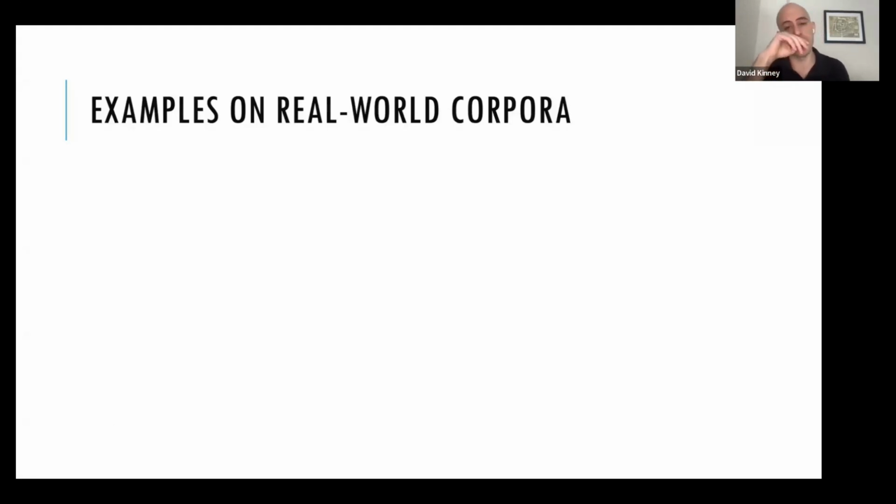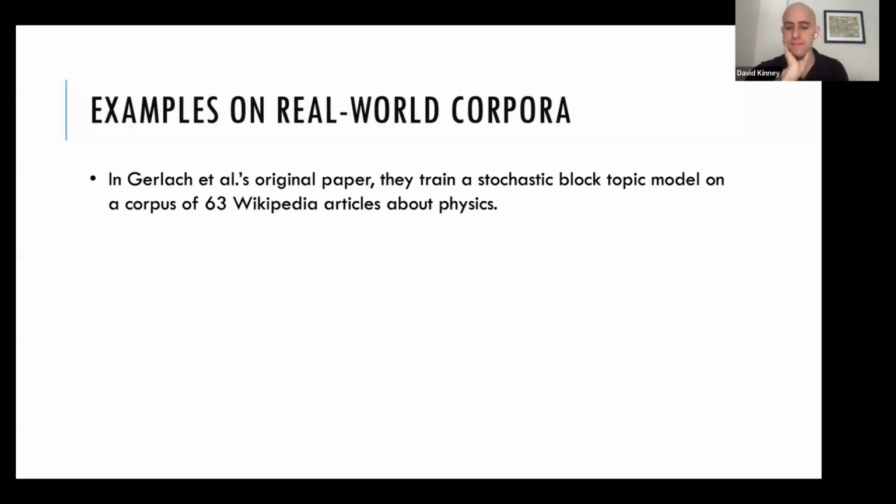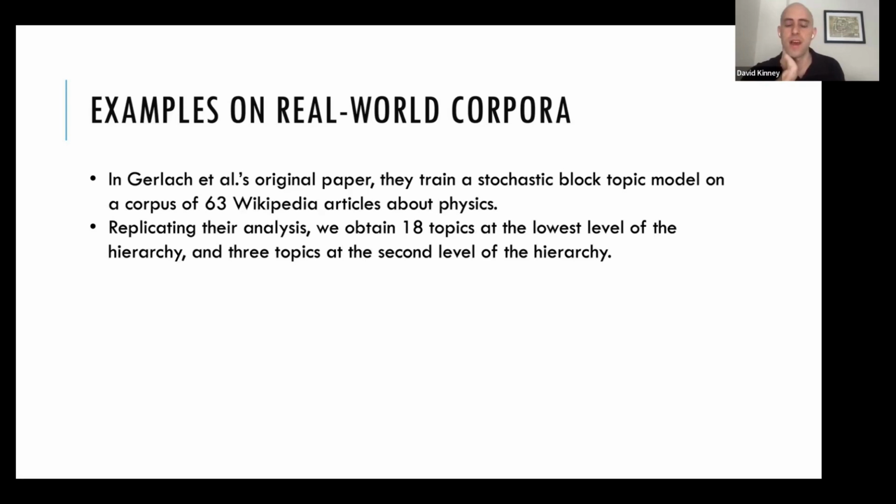So let's turn to some examples on real-world corpora to show how this would go. In the original paper from Gerlach et al., they trained a stochastic block topic model on a corpus of 63 Wikipedia articles about physics, right? This is really just meant to be a proof of concept. Obviously, this is a very small corpus, but one you can run really quickly to confirm that your topic model is working, right?